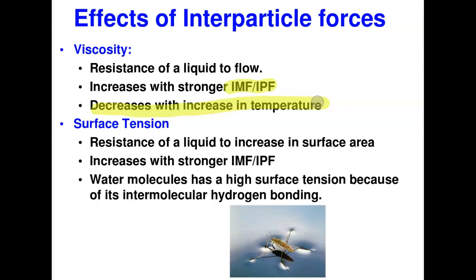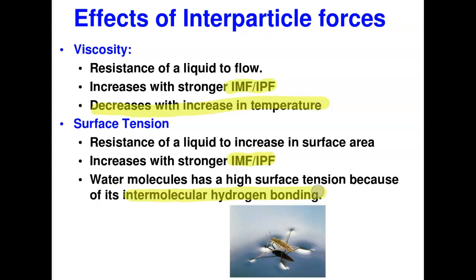Again, surface tension. Surface tension is the resistance of a liquid to increase in its surface area. It makes molecules like water behave as if they have an elastic skin that can be stretched. Of course, again, the higher the intermolecular force, the higher the surface tension. The water molecule has high surface tension because of its strong intermolecular hydrogen bonding.